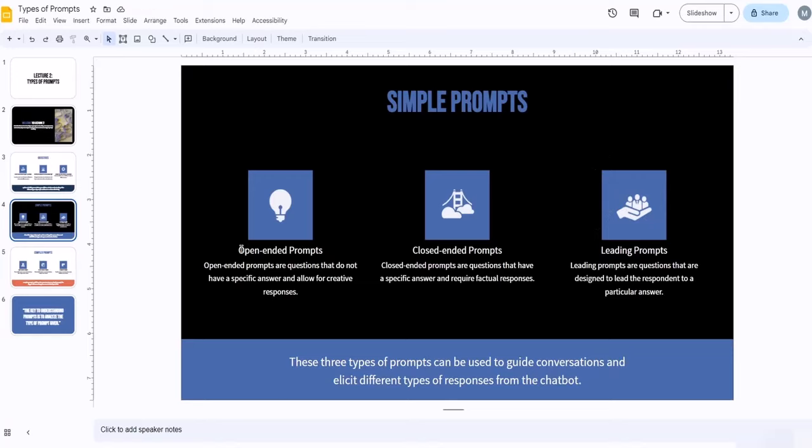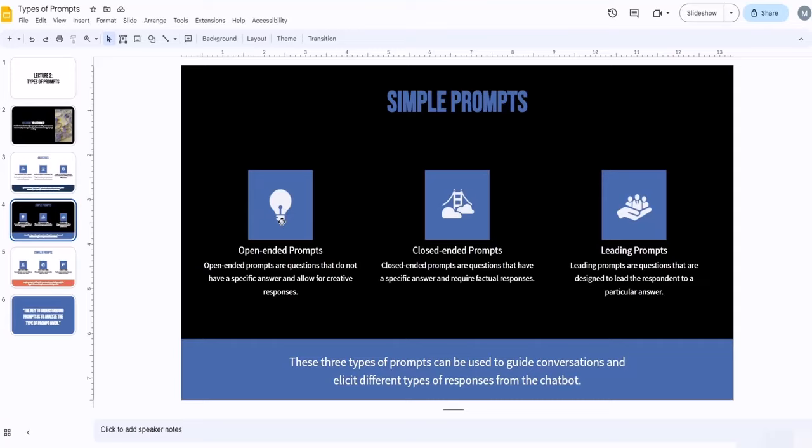So, open-ended prompts are questions that give ChatGPT creative freedom. What does it mean? When we talk about open-ended prompts, we mean questions that don't have a specific answer and that can allow for creative responses. But when we're talking about prompts in general, it can be not only a question, it can be any prompt you might have that doesn't require a yes or no or a factual response. If it doesn't require that, then most likely it's an open-ended prompt. So for example, you can type in ChatGPT, can you write me a story about a rabbit that goes into space?